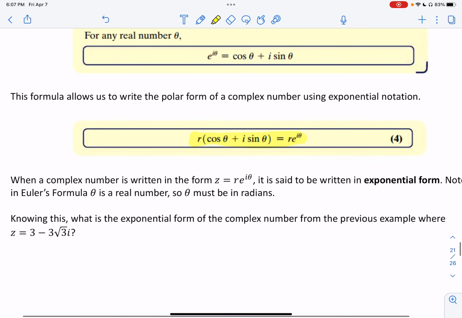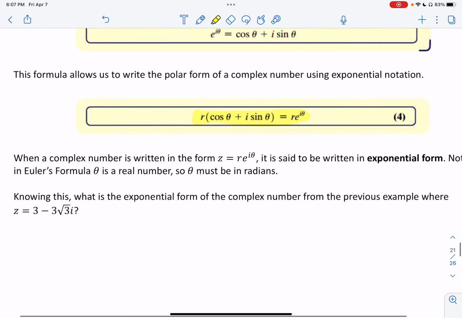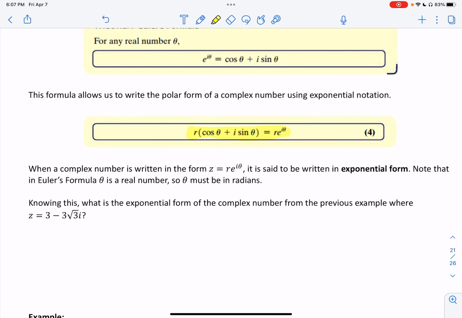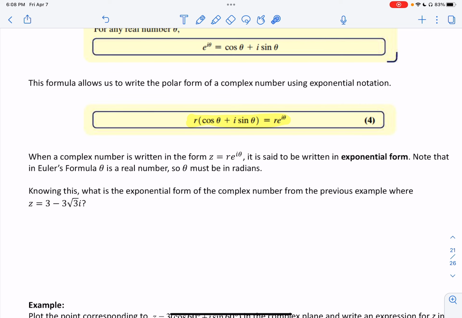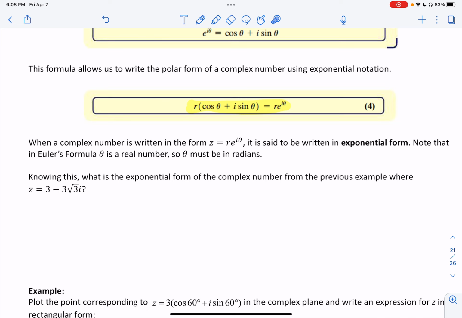Okay, when we write it in this form, we say it's written in exponential form. Makes kind of sense, right? The one right here is polar form. The one right here is exponential form because I have exponents. Note that in Euler's formula, theta is a real number, and theta has to be in radians. So knowing that, we can use the information from the very last part where we had found r was equal to 6 for this z equals 3 minus 3 square root of 3 i.